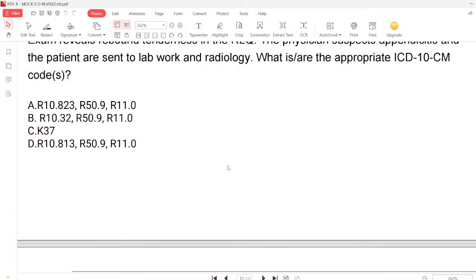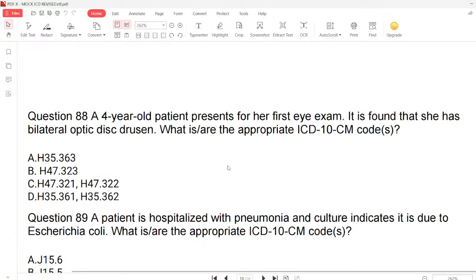Okay, so other question 88. A 4-year-old patient present for her first eye exam. It is found that she has a bilateral optic disc drusen. What is the appropriate code?